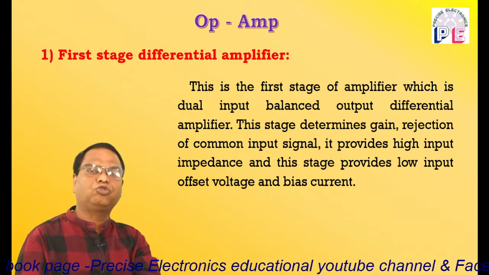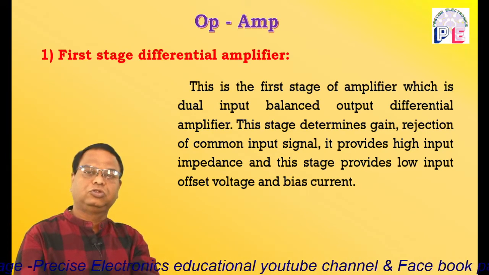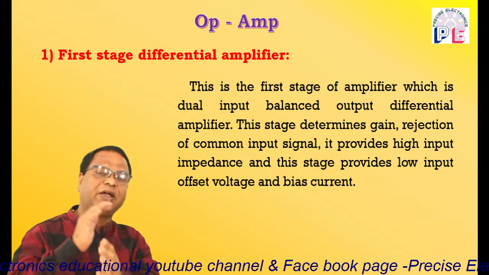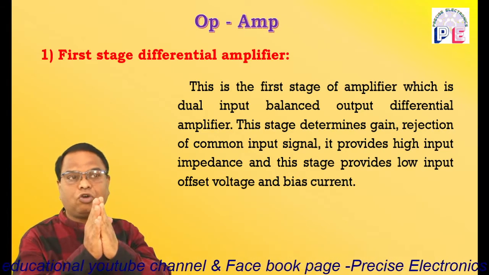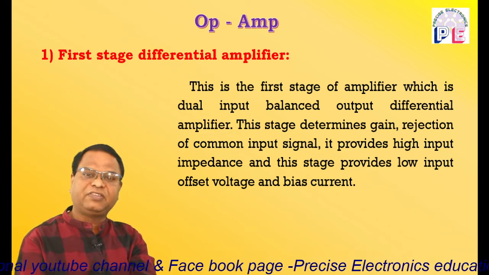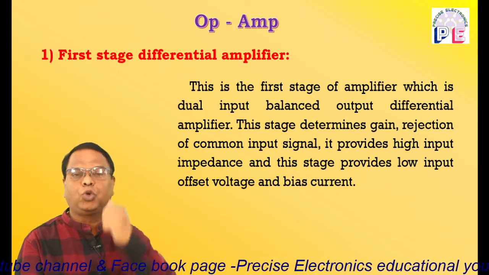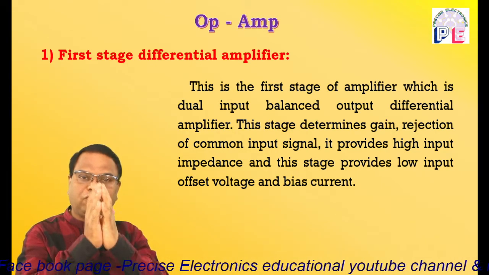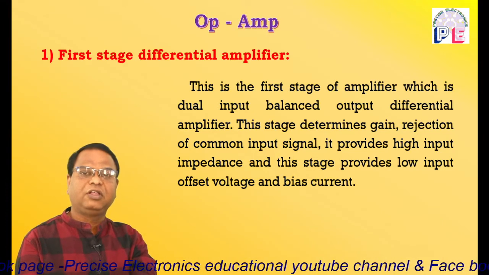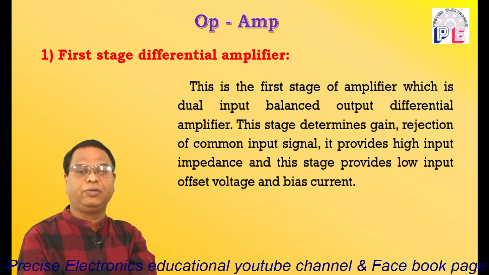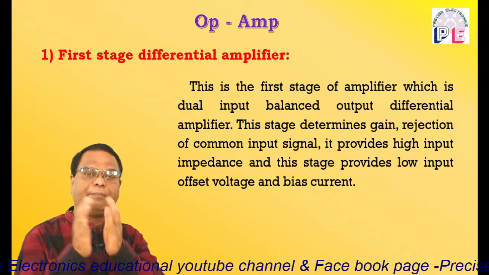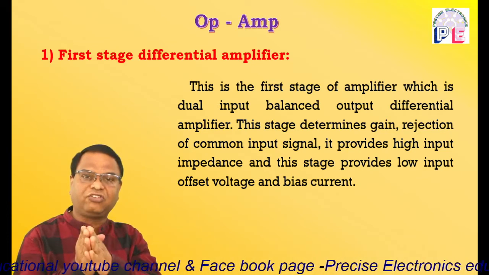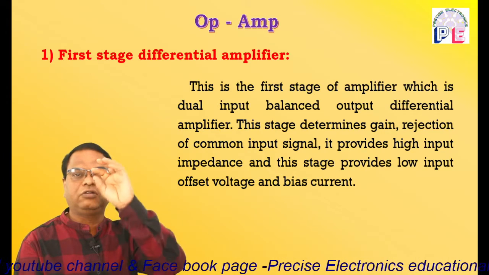This amplifier is mostly used to amplify the differential signal. What is the function of the first block? This differential amplifier determines the gain and rejection of common input signal. What is gain? Gain is the ratio of output to input, or output is the product of gain and the input signal. So this first block determines the gain of the amplifier. It also determines the rejection of common input signal. This amplifier amplifies the differential input signal, and the common mode input signal gets rejected, and this rejection is determined by this block.